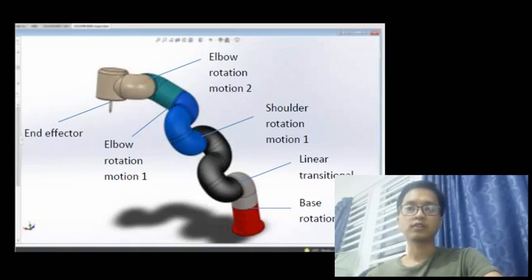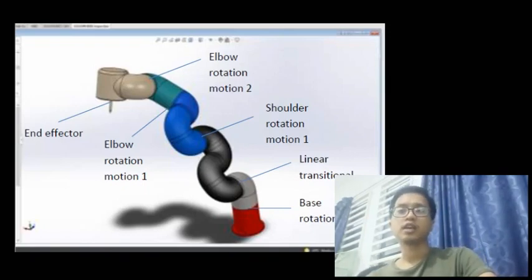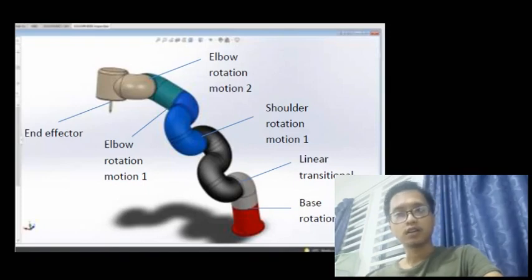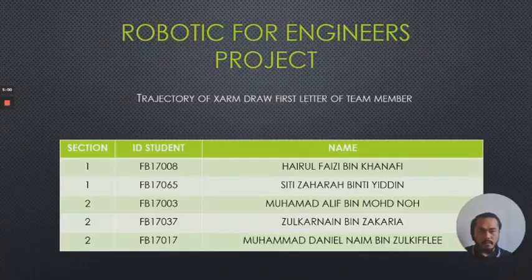Next, for the robot model, we designed a 6 degree of freedom robot using SolidWorks. 6 degrees of freedom means that the robot has 6 joints, which are the base rotation, the linear translational motion, the shoulder rotation motion 1, the elbow rotation motion 1, the elbow rotation motion 2, and last but not least, the end effector. The picture shows the assembly of the robot.